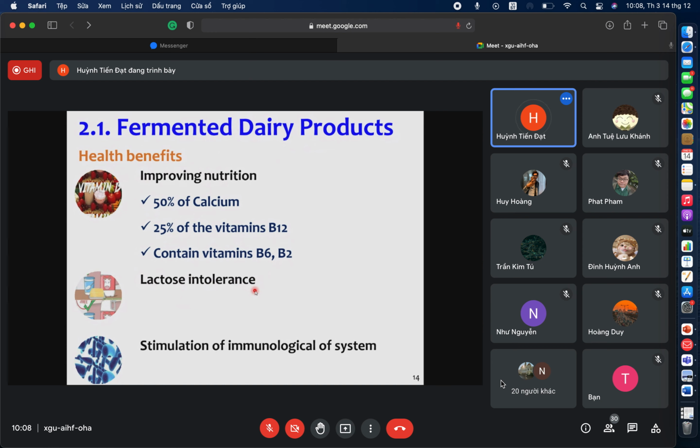Lactose intolerance, what does it mean, guys? It's a health condition of people who cannot digest lactose. They lack the lactase. So the lactose is the problem. The lactose is not digested and not absorbed in the small intestine, so it passes through to the large intestine, where it can be fermented. It causes diarrhea. So that is lactose intolerance.